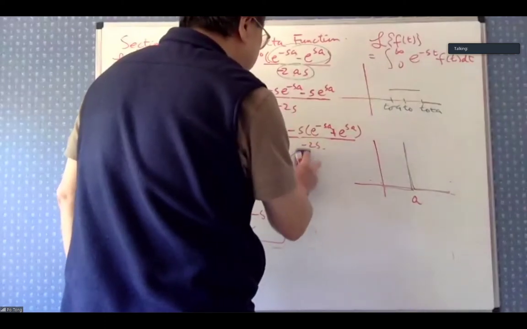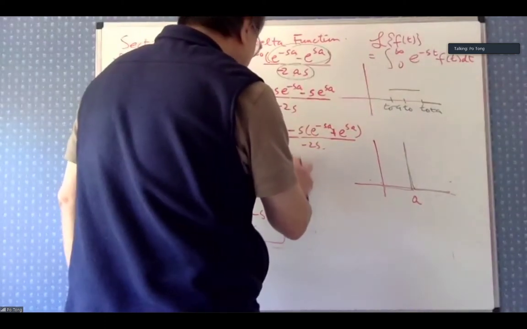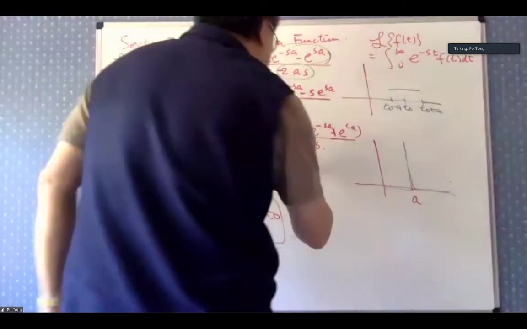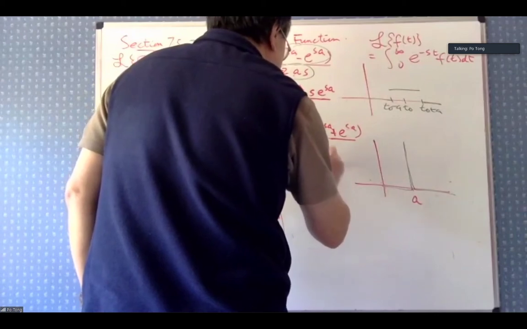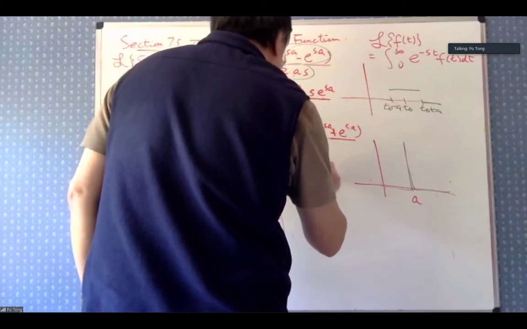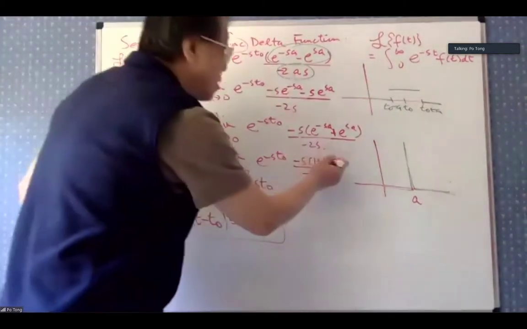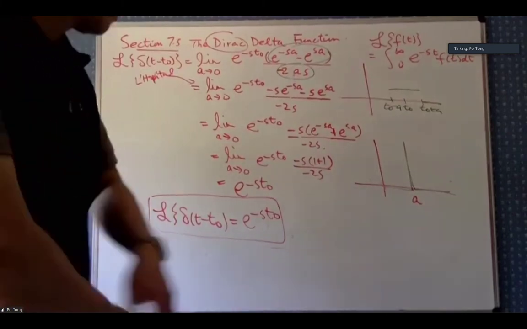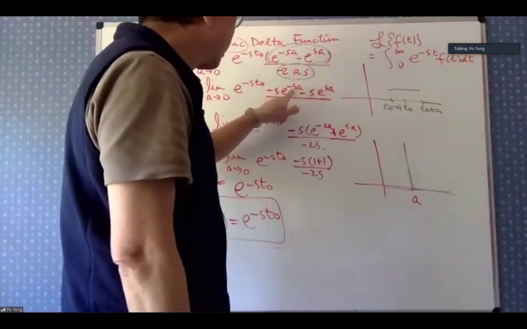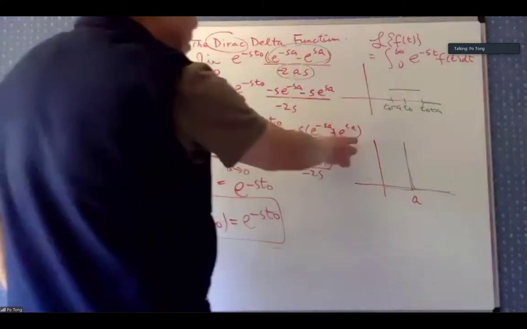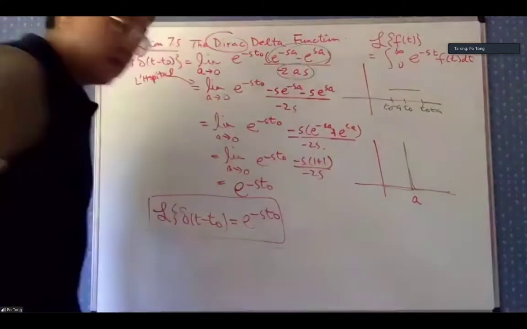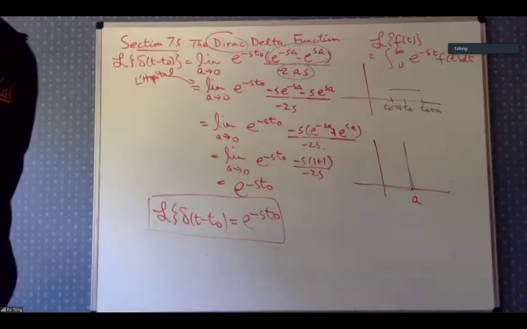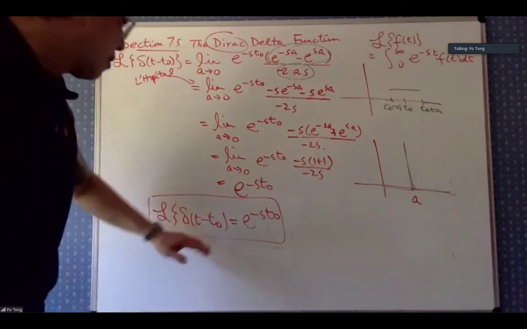When a goes to 0, I have minus 2 and then minus s times 1 plus 1. So I still get the same answer. Thanks for pointing that out. One is minus, one is plus, so you get to this. When you take the limit, both of these become 1. So it's the same conclusion. Thanks for pointing out the mistake. So okay, we have this.